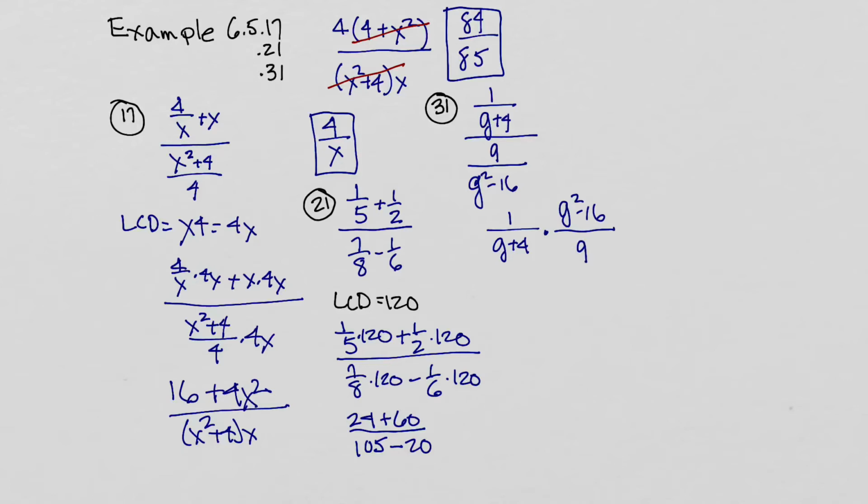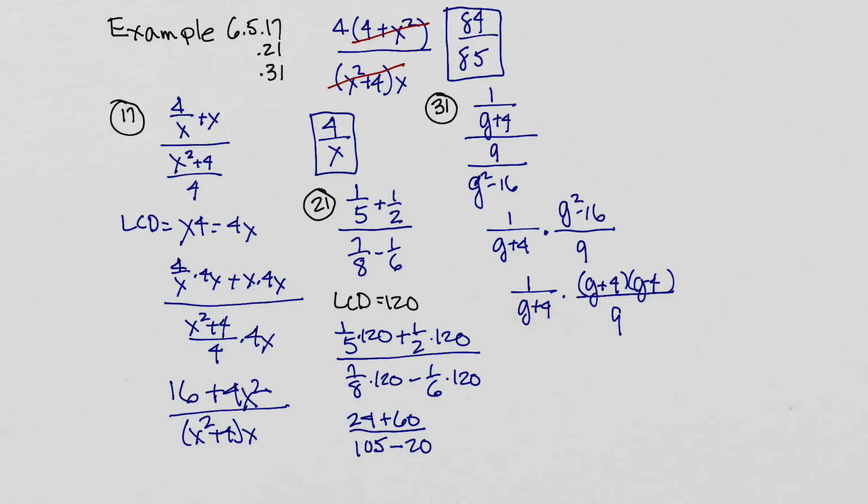Now we're multiplying fractions, right? We've got two fractions we're going to multiply, and we know how to do that. We factor everything in sight and cancel common factors. So we're going to get 1 over g plus 4 times, now we've got the difference of two squares, right? g squared minus 4 squared. We know we get conjugates. So we're going to get a g and a g, a 4 and a 4, one's plus, one's minus, over this 9.